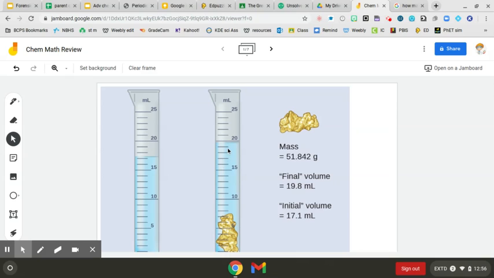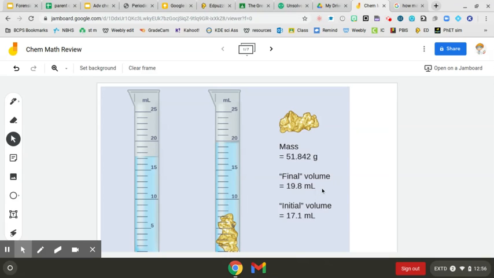Now, on this one, when we look at the final, it's not quite the 20, but it's definitely more than 19. So again, maybe you would say 19.9, but I put 19.8. That's okay. So if you had said 17.2 and 19.8, you're going to get a different measurement for the volume of this piece of rock. So we are always limited in any math that we do by the sensitivity of the instrument, let's say.